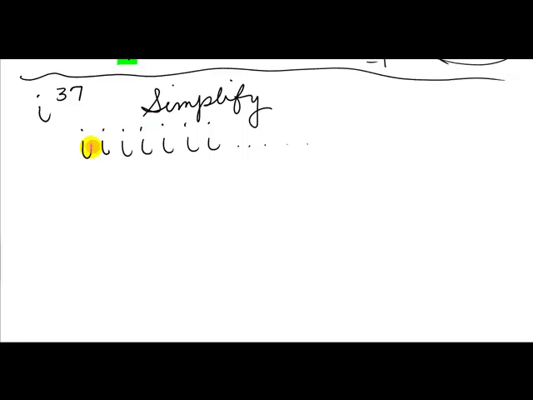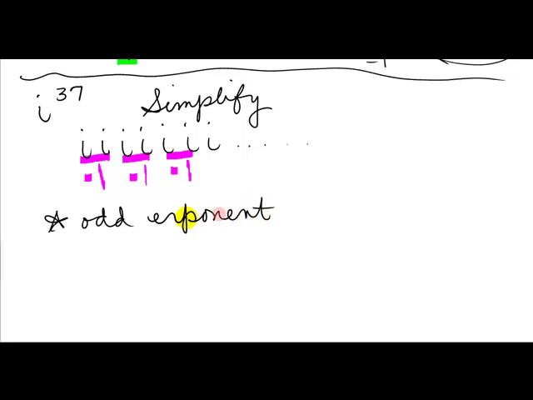Because remember, i squared equals -1, and so forth. I mean, we could write out 37 of these and do this, but it would take us quite a while. So we have a little bit of a shortcut. The first thing you want to notice here is I have an odd exponent. When I have an odd exponent, I have two choices for my answer. My answer will either be i or -i.